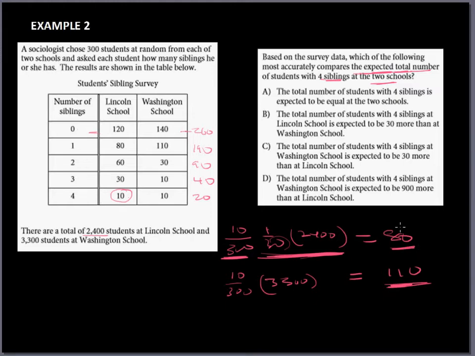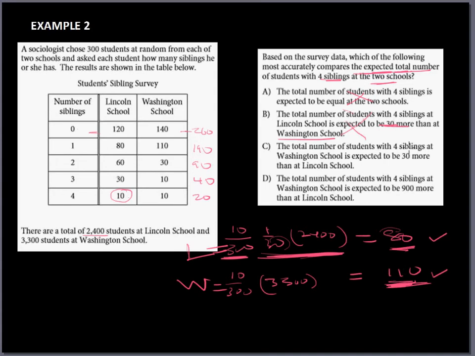So let's go back to our answer choices. It said the total number of students with four siblings is expected to be equal at the two schools. That is wrong because we are going to get 80 here and 110 here. So obviously, answer choice A is wrong. B, the total number of students with four siblings at Lincoln School is expected to be 30 more than that of Washington. That is the opposite though, because this is Lincoln, and this is Washington. Washington is 110, Lincoln is 80, so it is rather Washington that has 30 more than Lincoln. So this is also wrong.